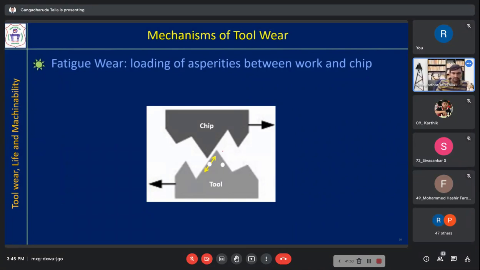You can see here, if you want to understand the mechanism, whenever it is coming and hitting this, what is happening? The region on this side of the asperity is subjected to high tension, it is just stretched out, and it is being compressed on this region. So there will be repeated action of this kind of force on a particular asperity, and that will break after some time. So that is wear due to fatigue.